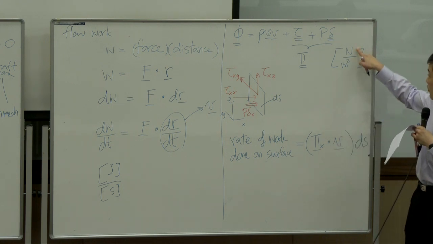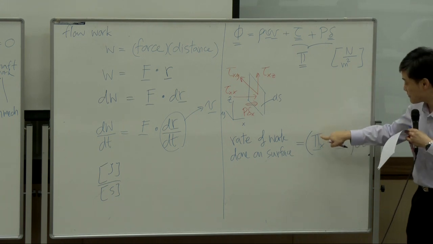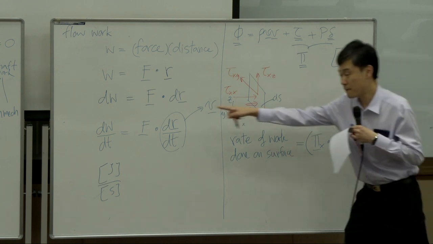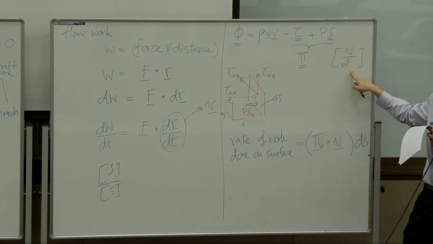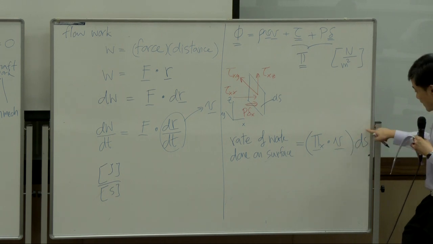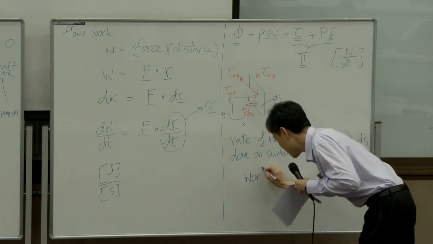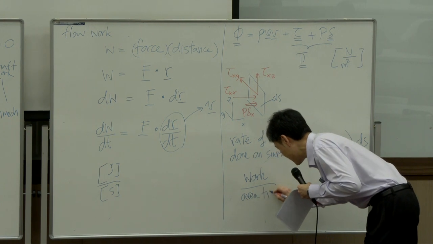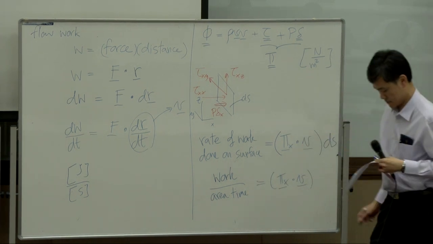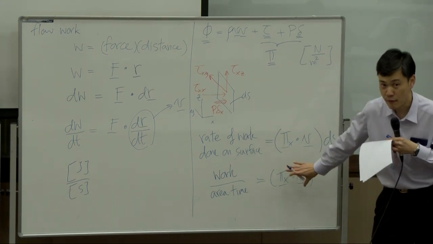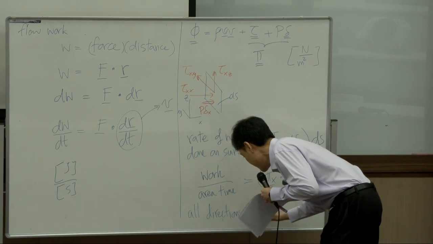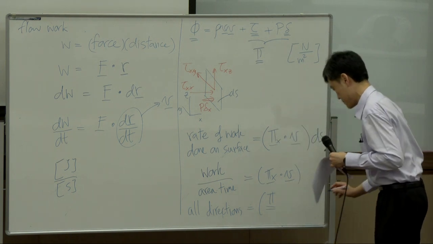Because pi is force per area, in order to get force, you multiply pi by the area itself. So we need the area here to get Newton multiplied by meter per second. If I take ds to the left-hand side, that would be work per area per time, which is flux. That would be pi x dot v. This is flux in x direction. If you calculate for all directions, then you get tensor pi dotted v.